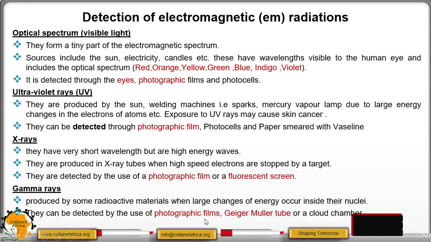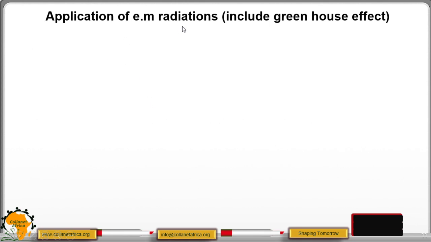They are detected by photographic film, or what we call the Geiger-Müller tube or a cloud chamber. From there, we move to applications of electromagnetic radiations.